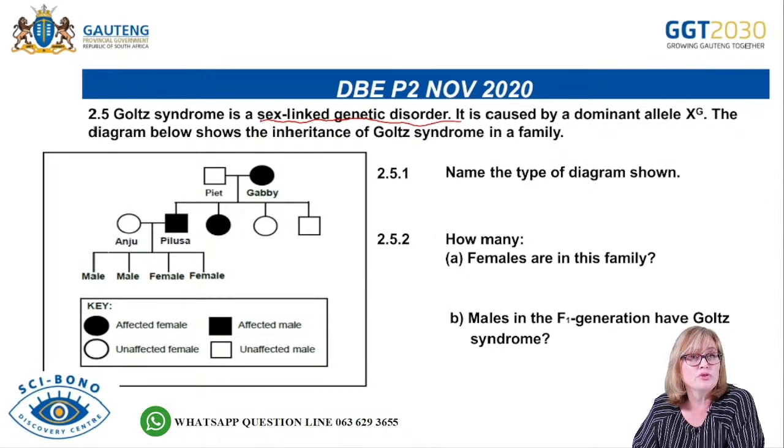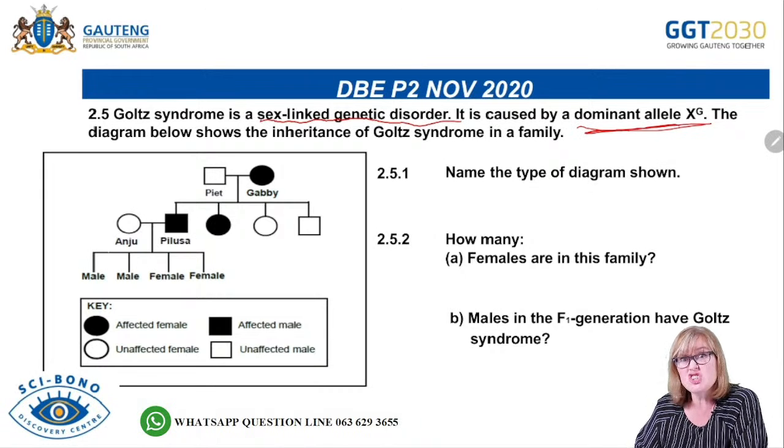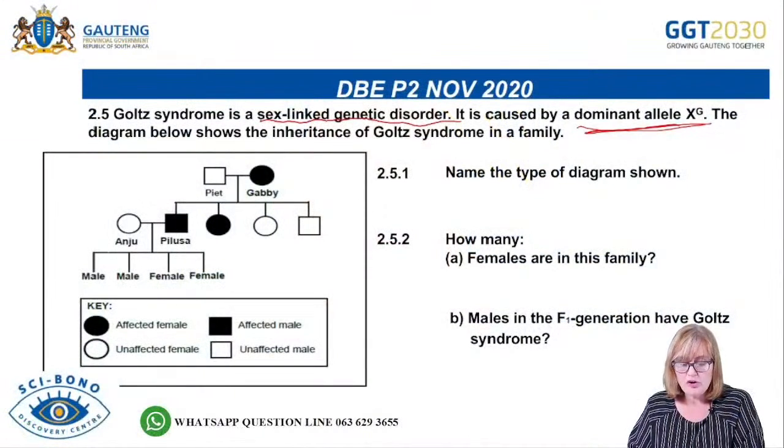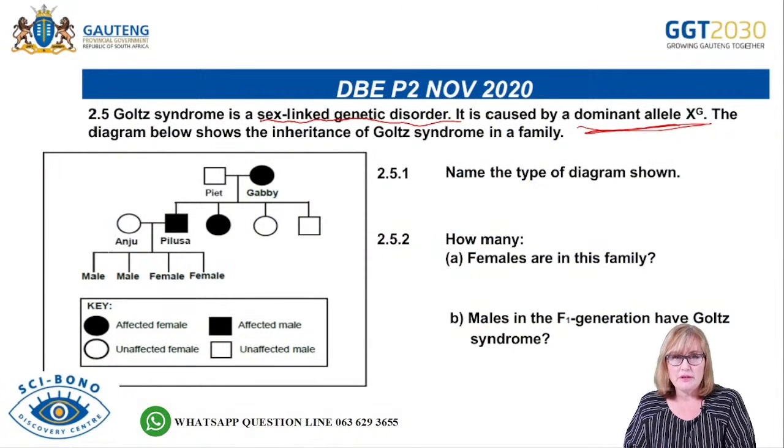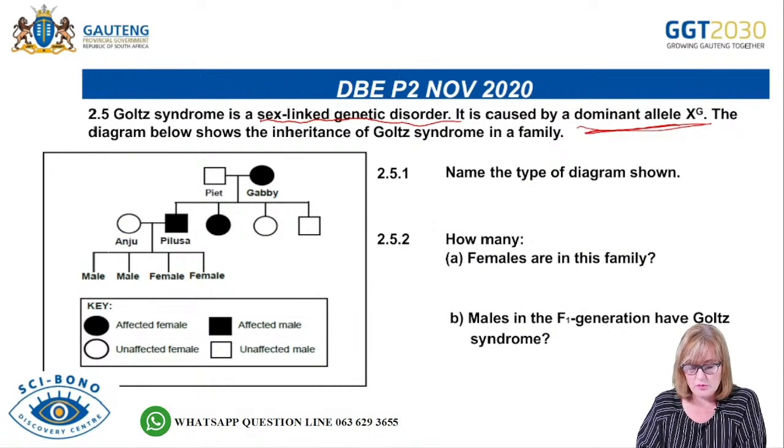So you have to use X and Y. Right. It is caused by a dominant allele. Look at this one. This is a dominant one. Color blindness and hemophilia are both recessive, but this one is dominant. So even if the lady gets it, she's got it. The diagram below shows the inheritance of Gold syndrome in a family. So I don't know what Gold syndrome does to you, but this family is quite affected by that.